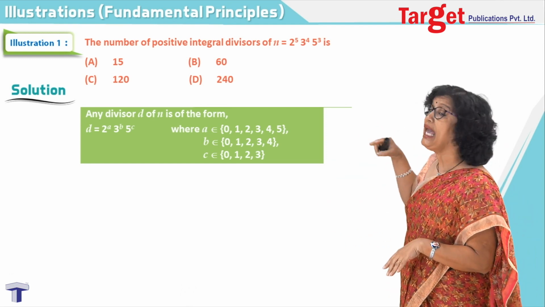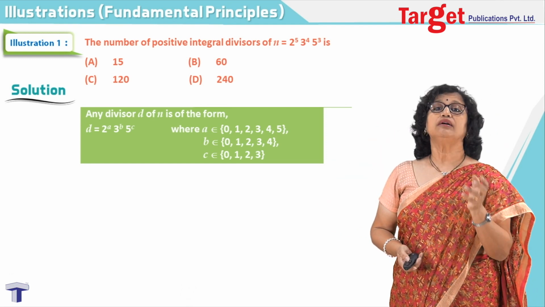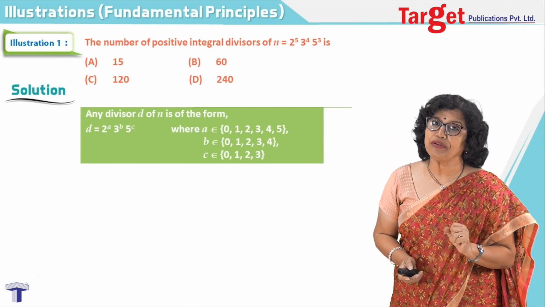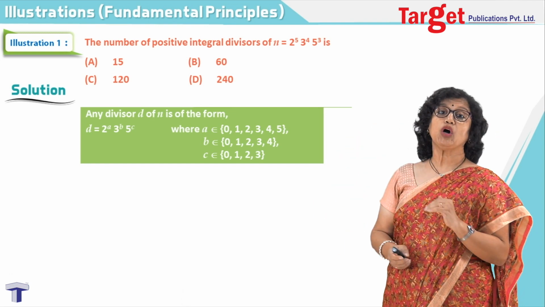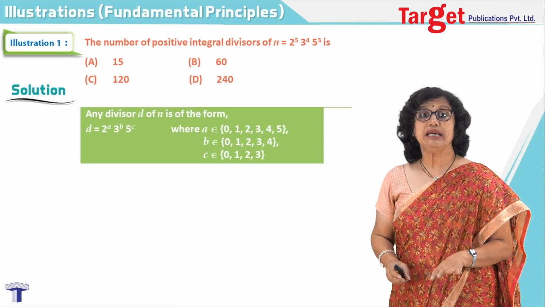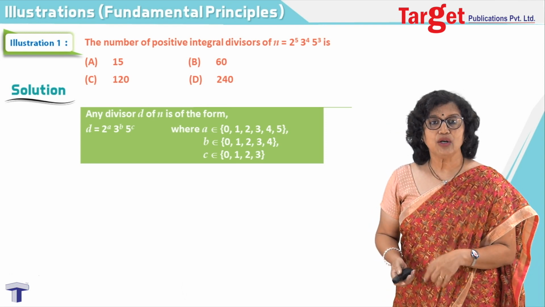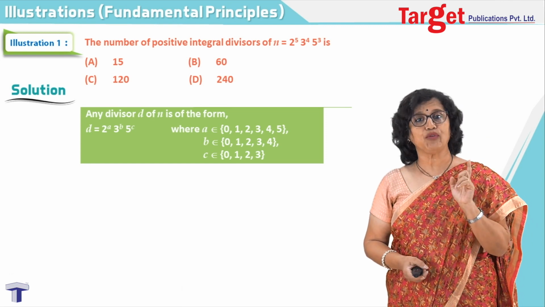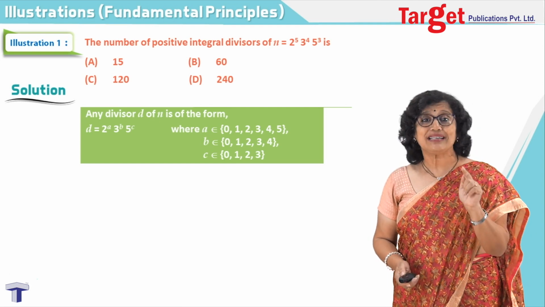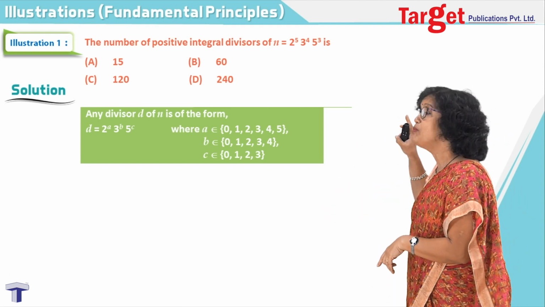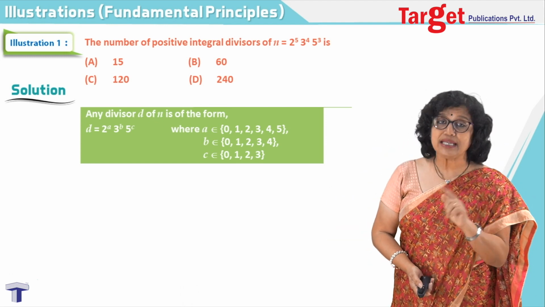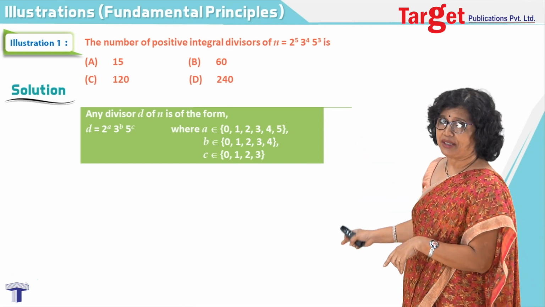Correct? Now A can take which all values? Obviously, most of you would say, of course, it would take values from 1 to 5. Why I am writing there 0 also? Because if there is no power of 2 involved and only powers of 3 or powers of 5 are involved, suppose, still that number remains a divisor, correct? So even 0 can be a candidate for A. Similarly, 0 can be candidate for B and C also, correct? And B takes values from where to where? B takes values from 0 to, yes, it will go up to 4. And for C, what are the options? 0, 1, 2, 3. Correct?